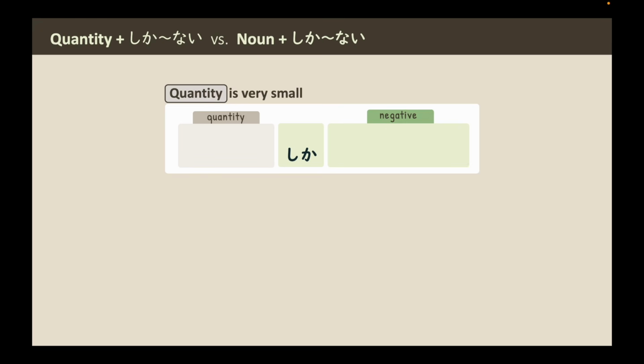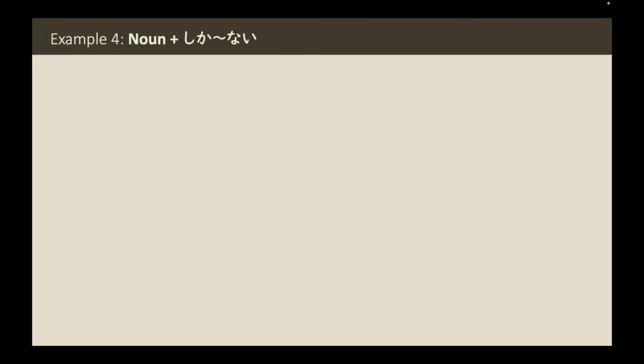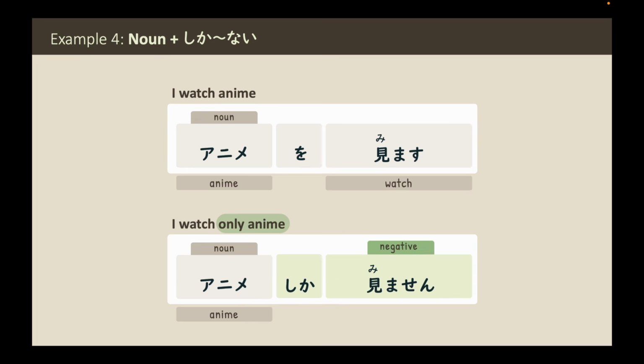So far, we've learned how to use shika after quantities to emphasize that the amount is small. We can also use shika after a noun to show that something is limited to that noun. For example, I watch anime is アニメを見ます. But if you watch only anime, you can say アニメしか見ません。In this case, shika points to that noun and says, I do not watch other things. I only watch this. Also notice that shika replaces the o particle.